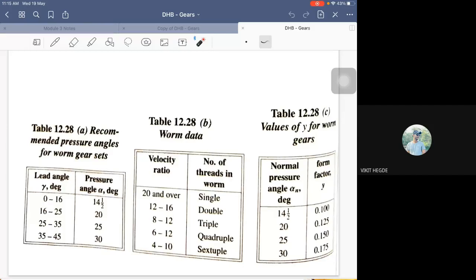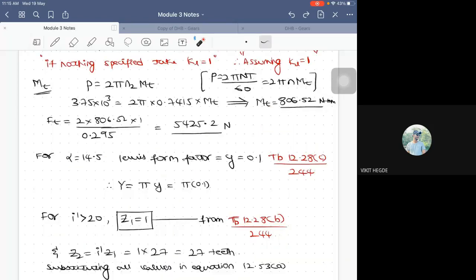Single, if not double. If double is not possible, then go for triple. If triple is not possible, then go for quadruple. I think quadruple is the last, we will not go for sextuple. I have not seen a gear which is sextuple. It is a very rare case. Even in my industrial experience, I have never seen a sextuple gear. Sextuple means 6 threads should be matching with the worm. Very difficult to manufacture. Huge gears it would be. Clear with this doubt, Mithun?